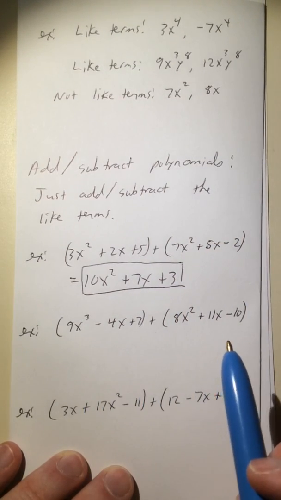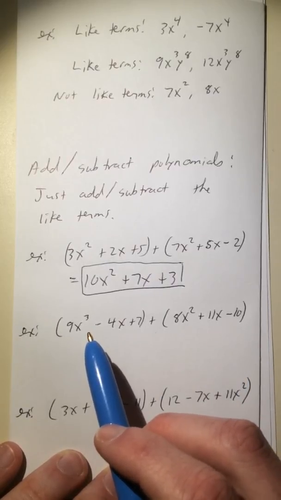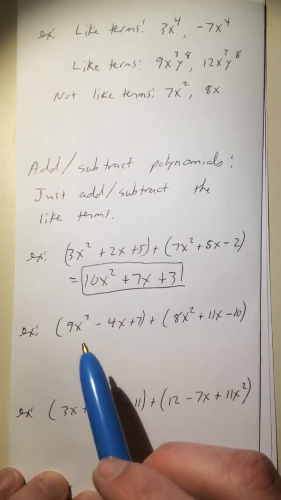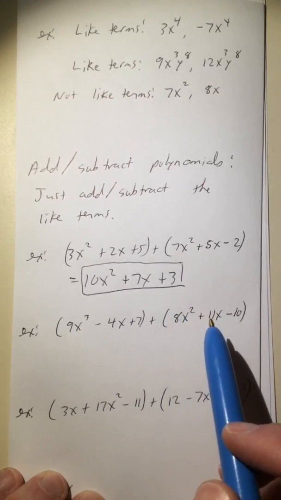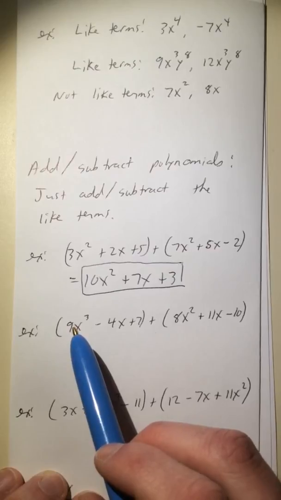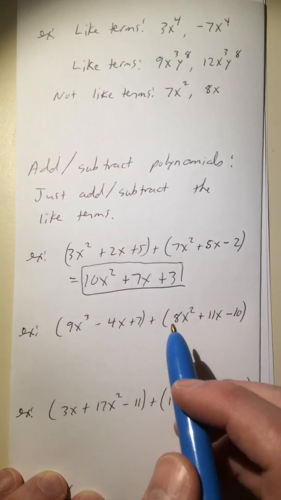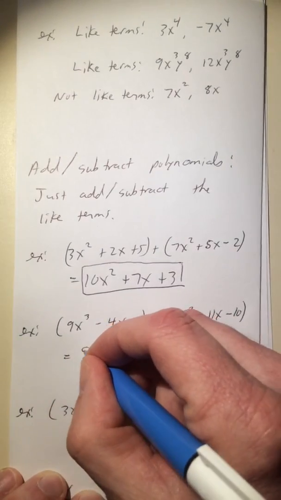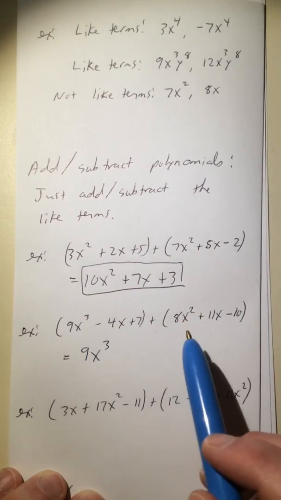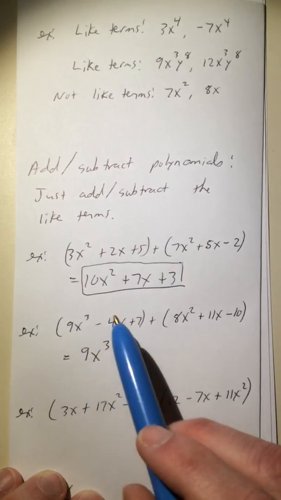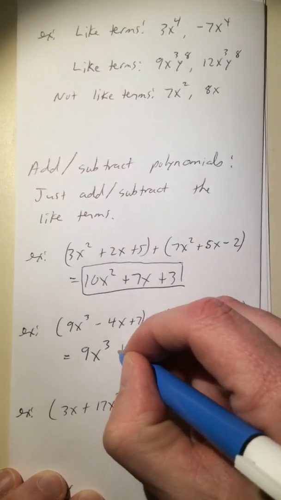Sometimes the terms are not in the order that we expect. Sometimes we have powers that are not lining up completely. So for example, in this case, we have 9x cubed in this polynomial, but there's no x cubed in this one. So that's fine. We're just going to add 9x cubed to no x cubed, which is just going to be 9x cubed. So 9x cubed plus nothing is 9x cubed. And then we go down the powers and we get to squared. We got no x squared here. We got an 8x squared here. So nothing plus 8x squared is 8x squared.